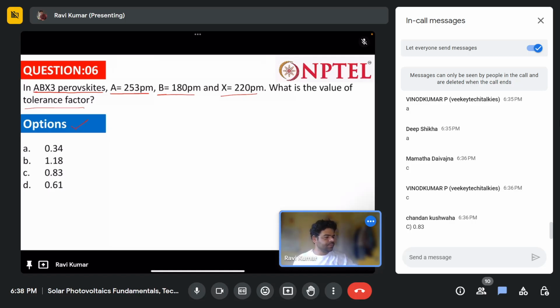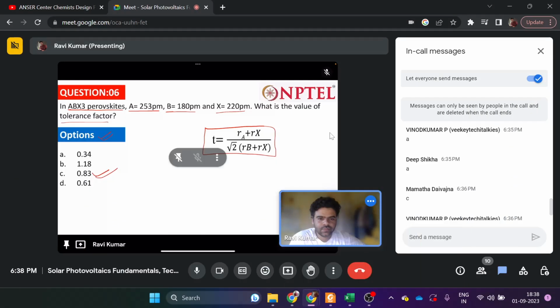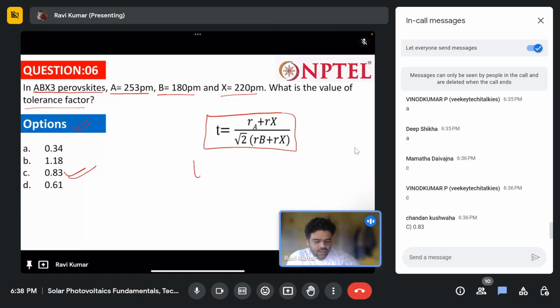Yes, I also got the same 0.83. If you don't know the formula, this is the formula. Just put the values and calculate. C is the answer here. If anybody has any difficulty, just let me know. Okay, I think you don't have any difficulty here. So just put it like RA 253 plus RX 220 divided by root 2 into RB 180 plus RX 220. And you will solve it, it will come around 0.83.